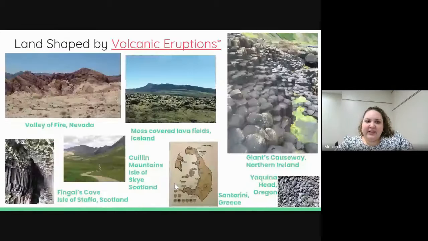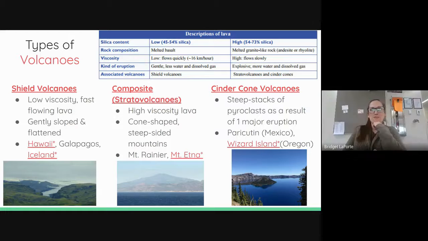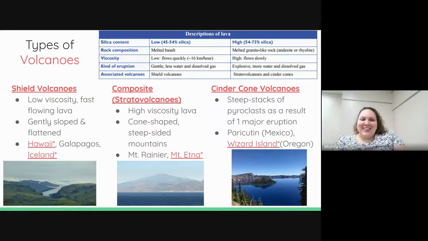Then we have composite or stratovolcanoes. Those have high viscosity lava. They are more cone-shaped, steep-sided mountains, like Mount Etna and Mount Rainier. And then we also have cinder cone volcanoes, which are steep stacks of pyroclasts as a result of one major eruption, one of those being Paricutin in Mexico. Thank you. And the other one is Wizard Island in Oregon, part of Crater Lake.